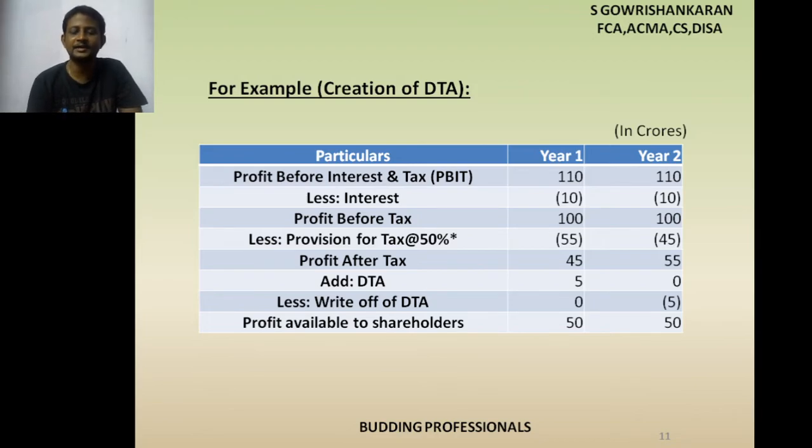What happens in the second year? I am writing off the DTA which was created in the first year. So in the second year what I am doing is just reducing, debiting my P&L account 5 crore. And profit available to shareholders is 50 crore. This is what deferred tax assets and deferred tax liability are. Okay, so we'll proceed further.